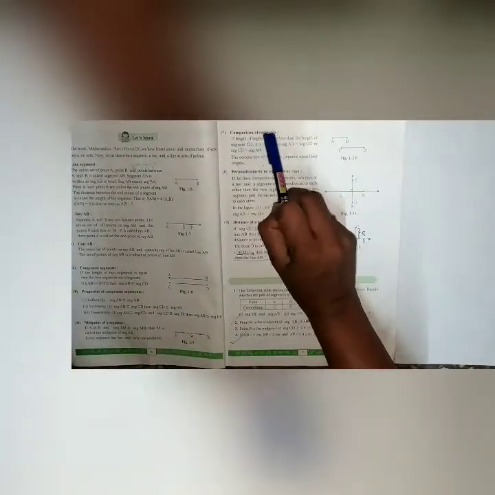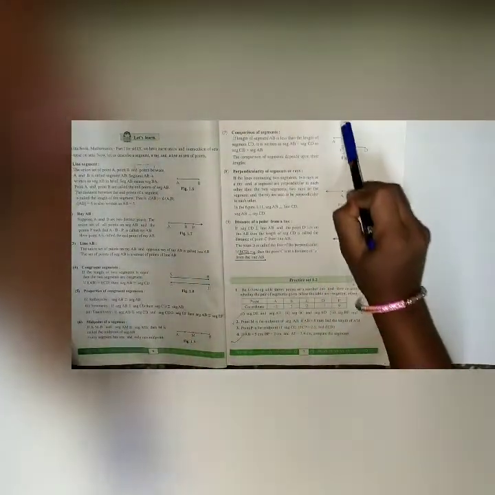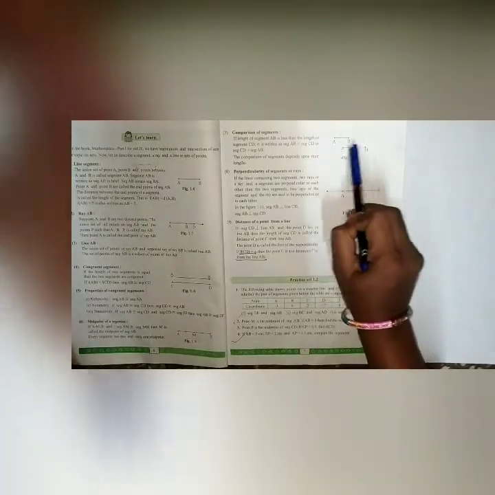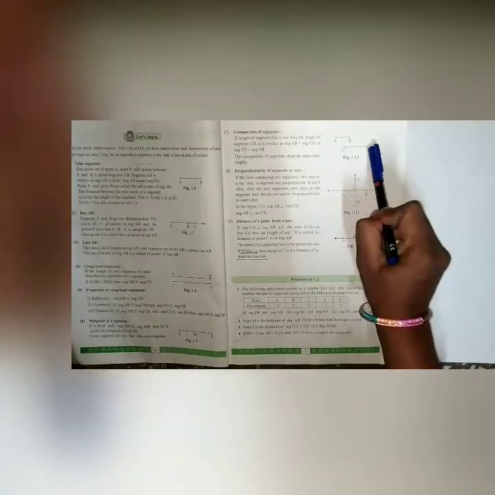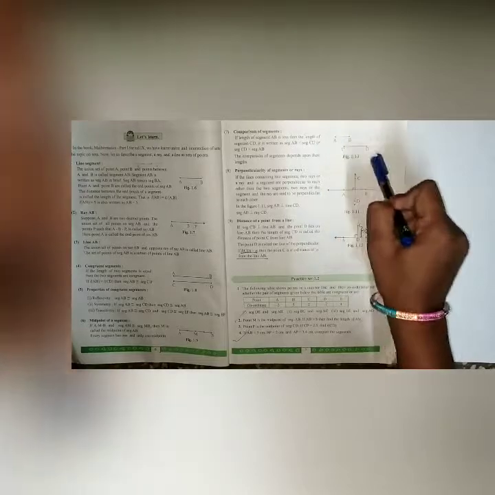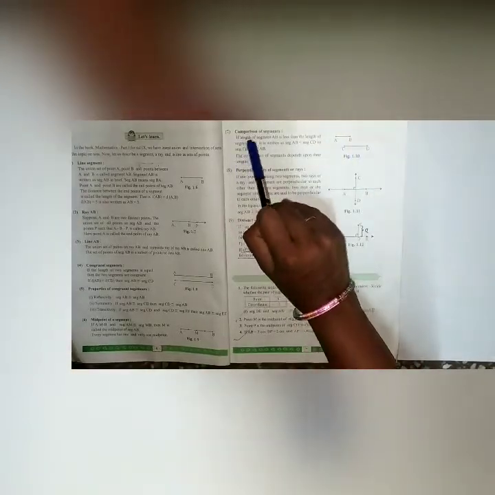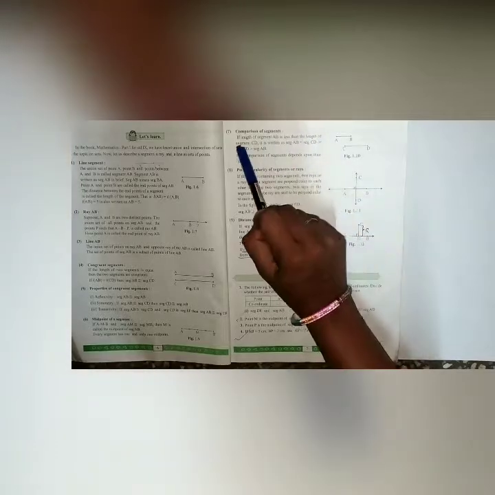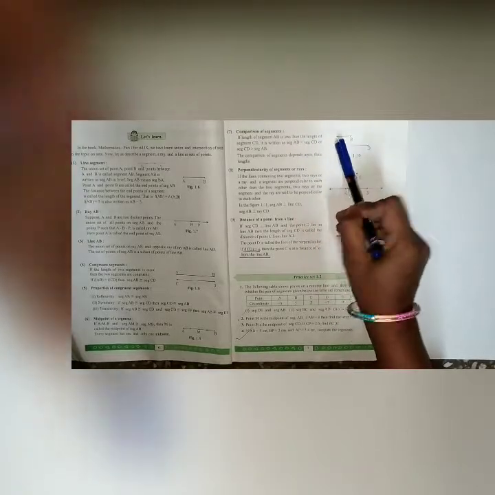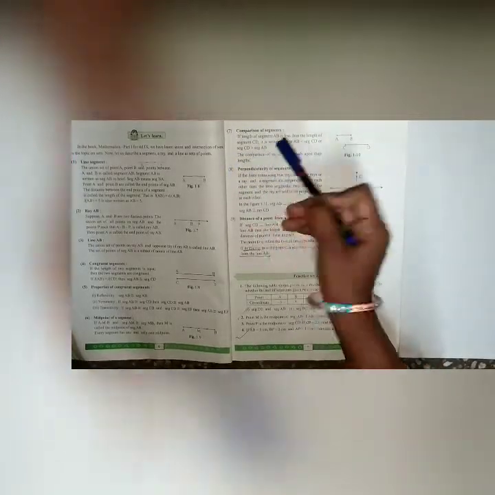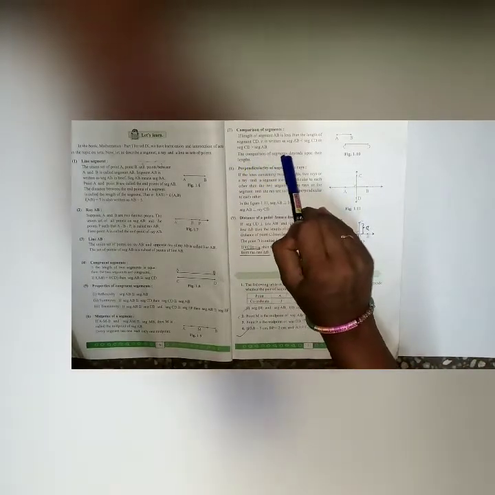Now next, comparison of segments. Here these two are segments. The first figure is segment AB and the second one is segment CD. From the figure, segment AB is less than segment CD by using the length of the segments. Therefore, if the length of segment AB is less than the length of segment CD, it is written as segment AB is less than segment CD, or segment CD is greater than segment AB. To compare two line segments, it depends on their length. The comparison of segments depends upon their length.